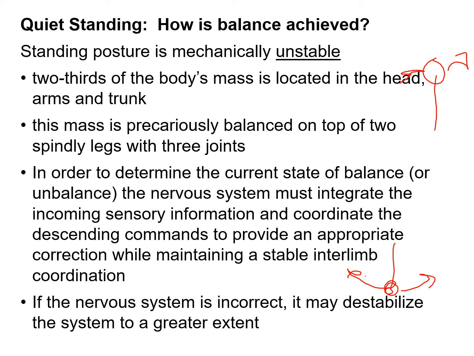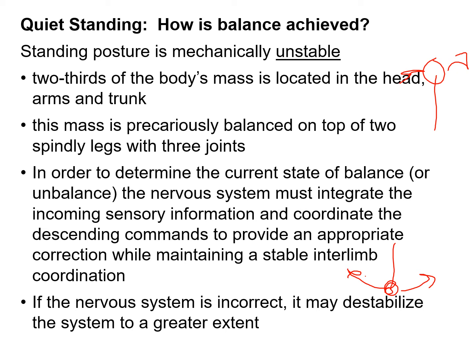Two thirds of the body's mass is located in the head, arms, and trunk. So our lower body, especially the muscles and limbs of our lower body, have to be able to control that. This is why, when we're doing balance assessment, a lot of times we'll use a force plate, and we're measuring the center of pressure of the lower limbs because they are in charge of controlling the upper body. Okay? This mass is precariously balanced on top of just two relatively spindly legs and just three joints.